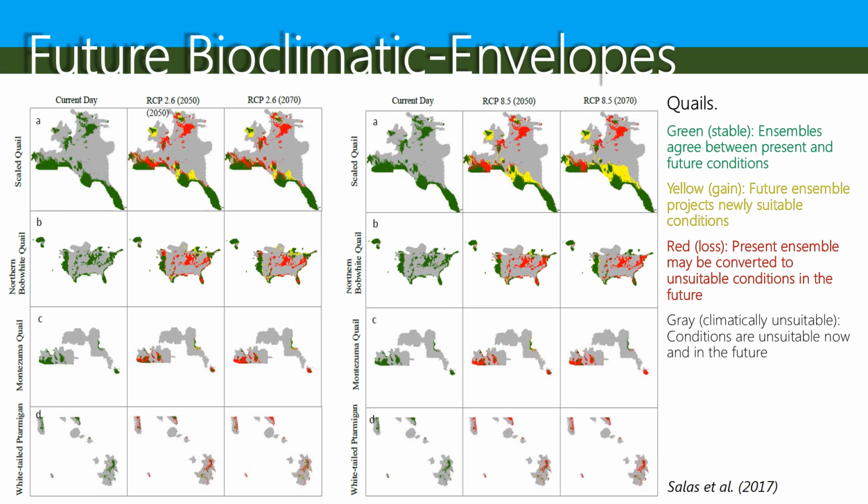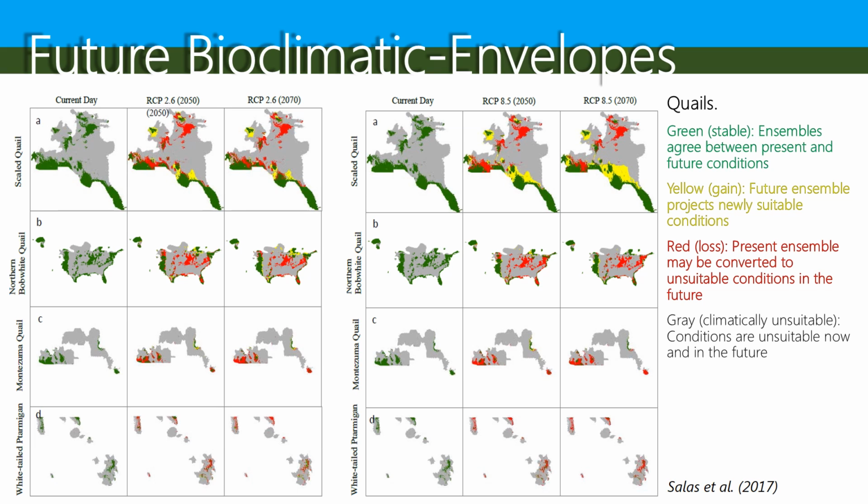Here are the results for the quails. The green color means that areas that are currently suitable for the species remain suitable in the future. The yellow color means that there are new suitable areas that are projected in other locations in the future. The red color means loss of the present suitable envelopes for the species. And last, the gray color means that the areas are unsuitable for the species in the present and in the future.